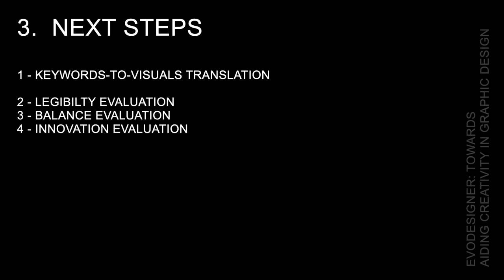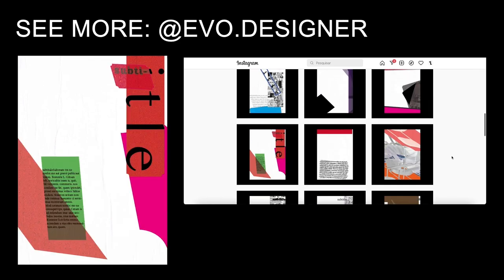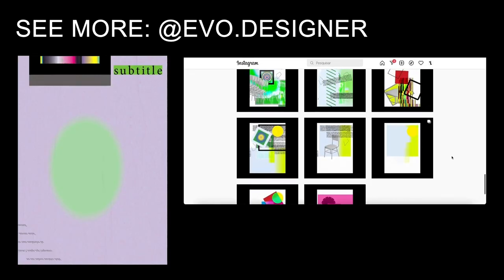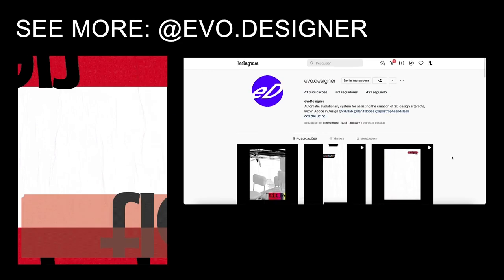A module for evaluating legibility, evaluating page balance, innovation, which we also are working on already. A module to assess how much an image might be in style with a given aesthetic movement, and also a method for positioning items according to page grids, promoting more organized layouts. Lastly, we end our presentation showcasing examples of posters generated using various setups regarding various generations and even slightly different versions of the system.